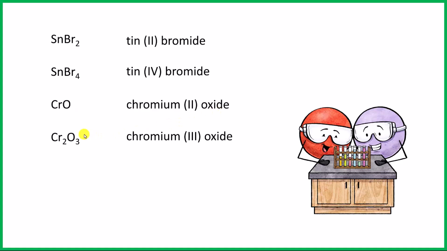And then for this last one, chromium 3 oxide, it would take a charge of plus 3. 2 of those would give us a plus 6, and so that balances out with our minus 6 of 3 oxygens. Since each of those oxygens has a negative 2 charge, 3 of them would be minus 6. And so we need to make this equal positive 6, which means that each of these would need to be a plus 3 charge. So chromium 3 oxide.